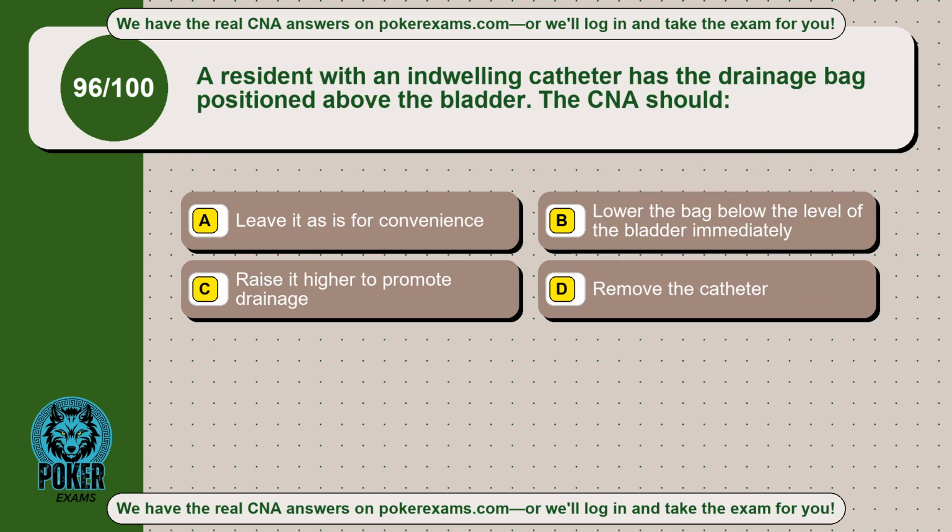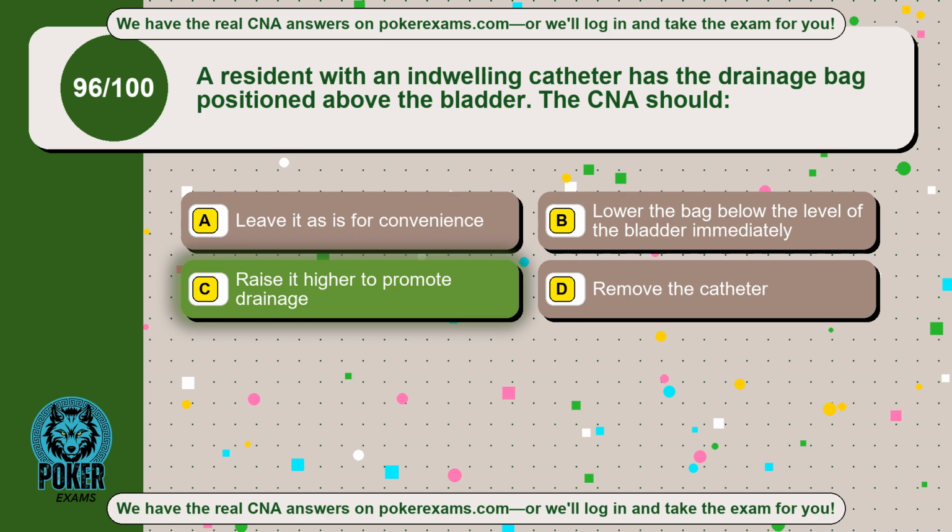Question 96. A resident with an indwelling catheter has the drainage bag positioned above the bladder. The CNA should: Option A, leave it as is for convenience. Option B, lower the bag below the level of the bladder immediately. Option C, raise it higher to promote drainage. Option D, remove the catheter.